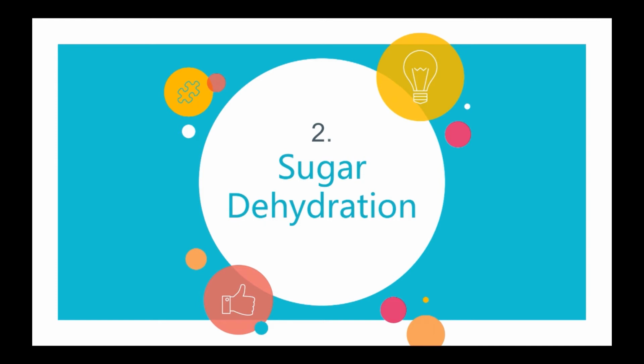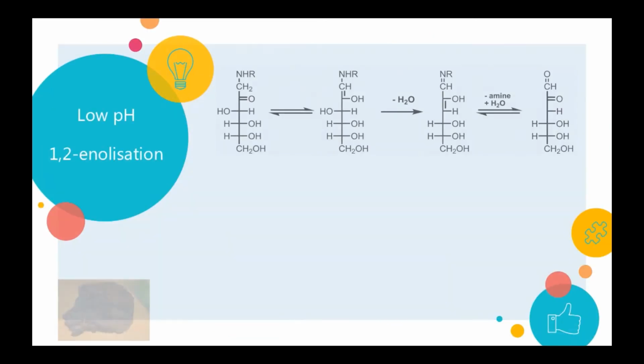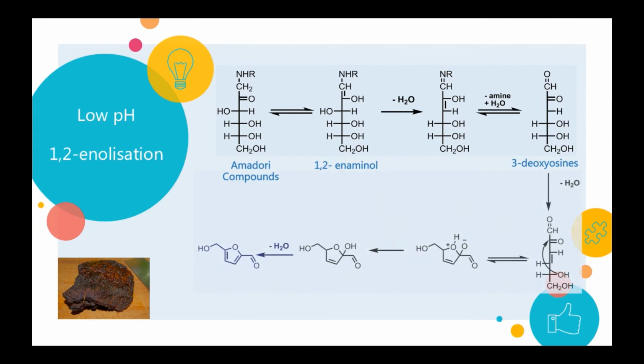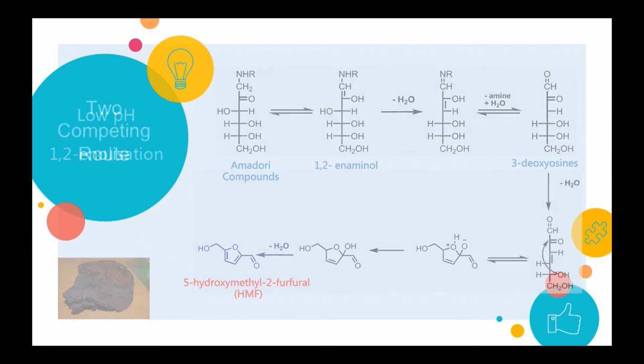Due to strong reducing power, Amadori compounds can decompose in two ways under different pH environments. Under acid conditions, Amadori compounds undergo 1,2-enolization, followed by the formation of a Schiff base by loss of one molecule of water. Then 3-deoxyosone is formed by losing the amino group and obtaining one molecule of water. After a series of reactions, including second dehydration and cyclization, 3-deoxyosone leads to the formation of HMF, which is regarded as a marker of severe heating.